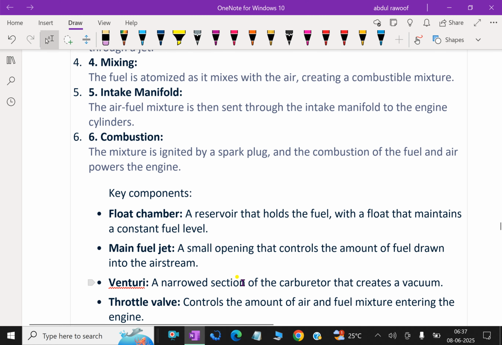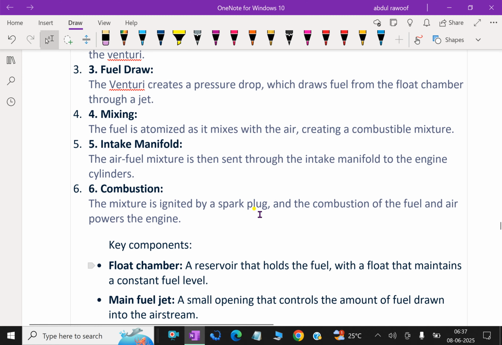These are some important points about what a carburetor is and how it works.